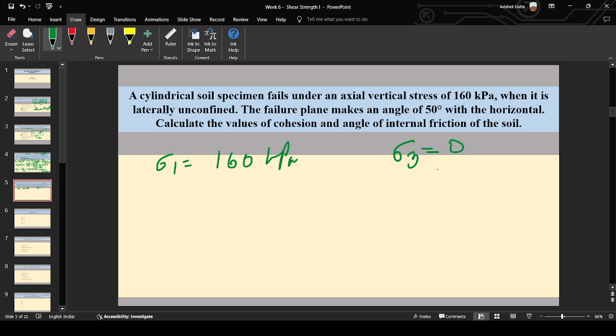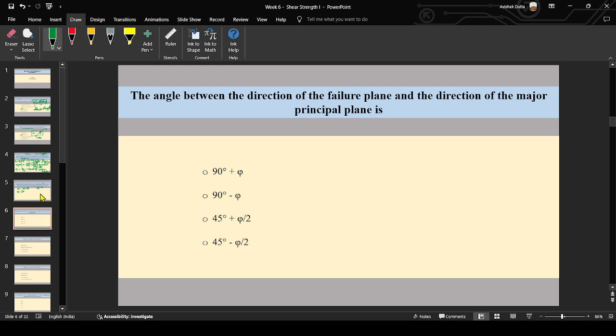Sigma 3 equal to 0, and angle of failure plane. Here the angle of failure plane alpha is 50 degree. Before that, I'll just answer this question first: the angle between the direction of the failure plane and the direction of the major principal plane. I should have given this question before.